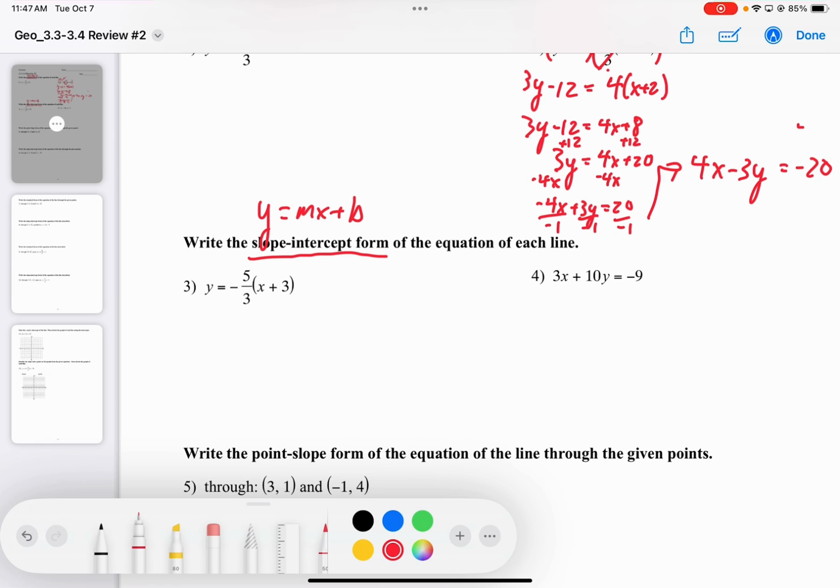We'll do them both, or it doesn't matter. What do you guys want to do first? Okay, let's do number 3. What do you guys want to do first with number 3?